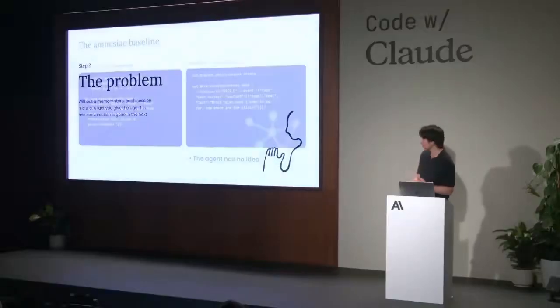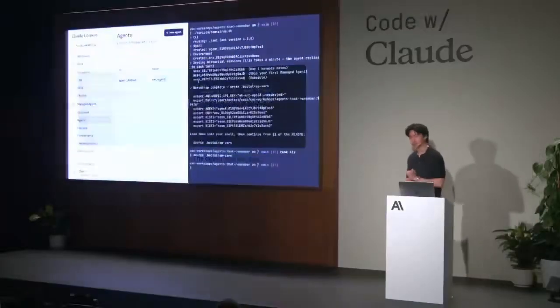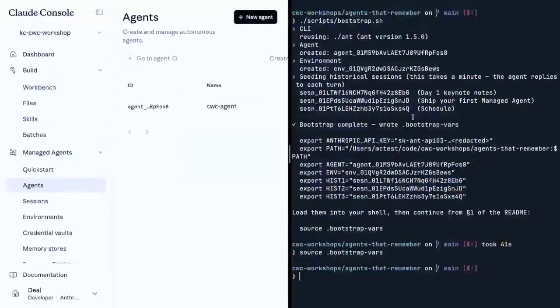So if I switch over to my computer, I'm in our workshop repository here. Hopefully everyone can see this in the back, but I've just run the bootstrap script that we've included in the repository. And what this has done is basically created some seed information for us. So we have an agent, we have an environment, and we have a few previous sessions that talk about things like the keynotes from day one, as well as a previous workshop.